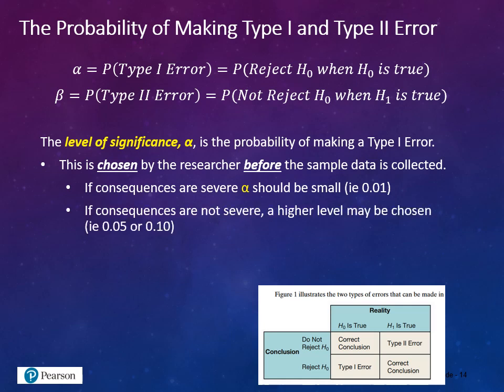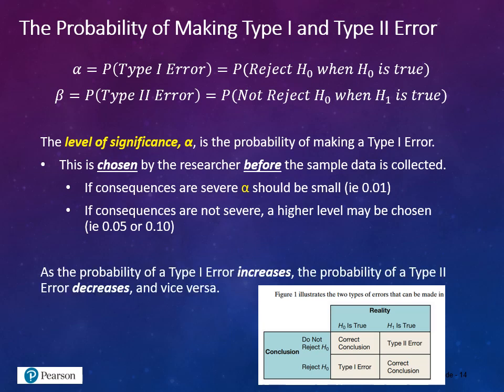Okay, if the consequences are not severe, a higher level may be chosen, for example, 5% or 10%, or 0.05 or 0.10. If again it's not such a, in this case you're talking about the health of children, which would make it seem much more consequential than perhaps, I don't know, how people spend money on their vacation or something like that. Okay. As the probability of type 1 error increases, the probability of a type 2 error decreases, and vice versa. So that's kind of interesting as well.